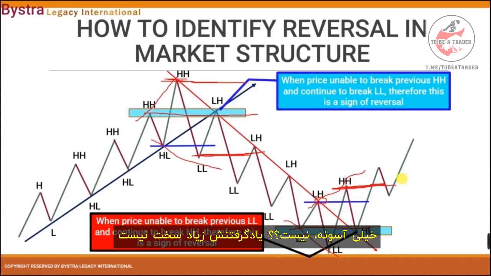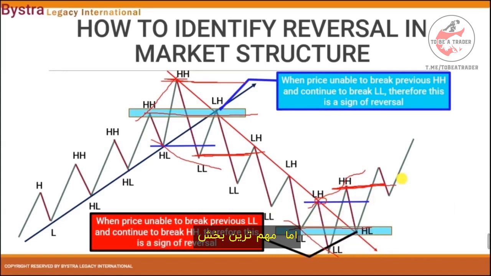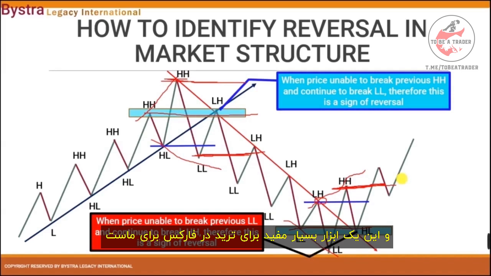It is easy, isn't it? It is not very difficult to learn, but the most important part is that we keep practicing how to identify the structure, and this will be a very useful tool for us to trade in Forex.